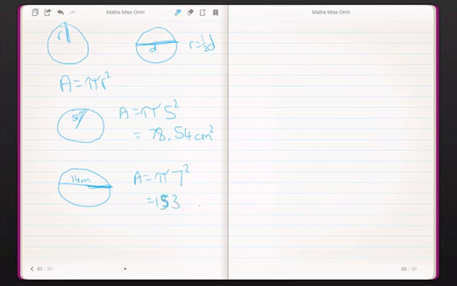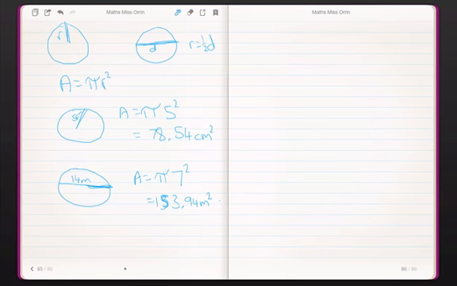153 meters squared. Oh no, hang on. We forgot the decimal places. Okay, so it's 153 point 0.94 meters squared. Okay, that's how you find the area of a circle.